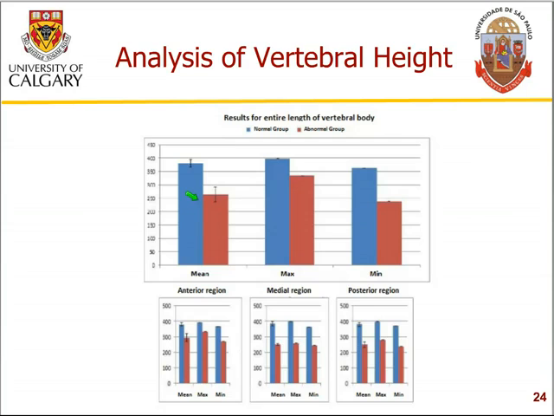The lower series of plots or bar graphs show the averages or these statistics for the anterior region, the medial region, and the posterior region for the various vertebrae in the data set. Again, in each case, you have the mean, the maximum, and then the minimum in each group. So in all cases, it is evident that the measurements are substantially lower for the cases with the fracture in red than for the corresponding measurements in blue for the normal cases.